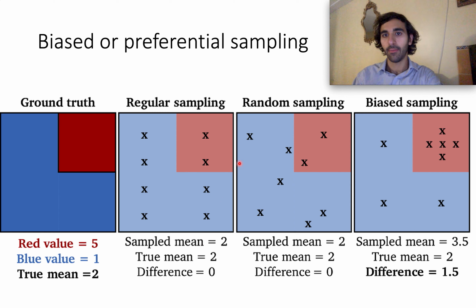If we randomize sampling, assuming we have enough samples, we're also going to observe that the sampled mean is equal to the true mean. But when we have biased sampling, so in this example, more samples are taken from this anomalously high zone, it will lead to a bias. The sampled mean here would be 3.5, whereas the true mean is 2. So there's a difference of 1.5, and this could be quite significant depending on the application.